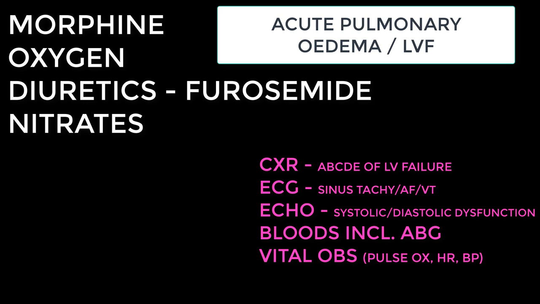You would also do an ECG. You might see a sinus tachycardia accompanying either an atrial or ventricular arrhythmia. You might also see right heart strain in somebody with heart failure. You might also see different ECG patterns from previous MIs, such as pathological Q waves, left or right bundle branch block.